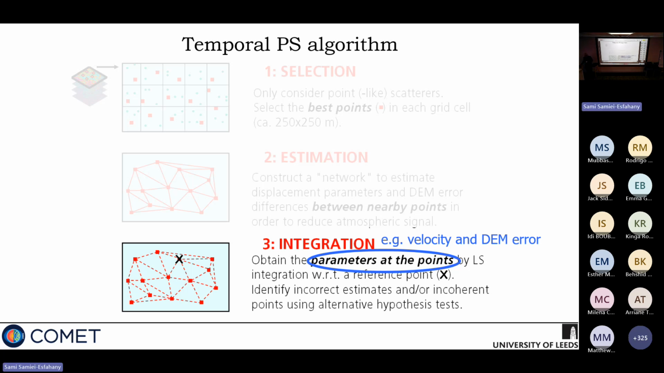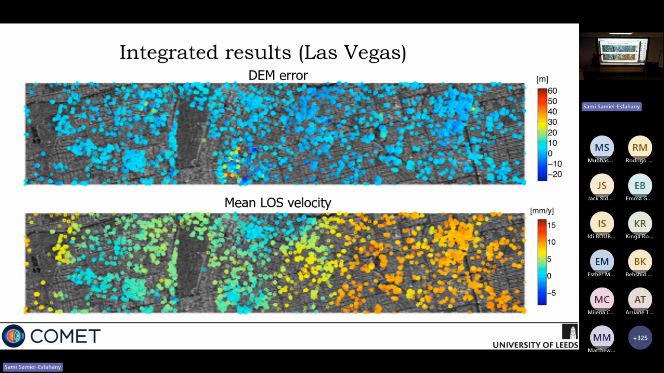Okay, so having done that, rejection and integration, then you have these parameters, so the velocity and DEM error, at the points rather than for the arcs. And that stage is sort of done, not quite, but these give you results. So you have DEM errors, which is probably what you may not be that interested in, but you'll have the velocity as well. So this is just one example of that. These are just for the candidate pixels, the pixels most likely to be PS in the first place.